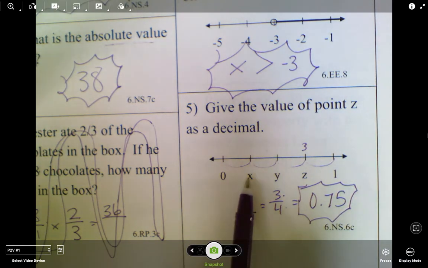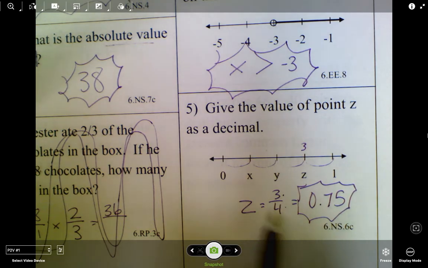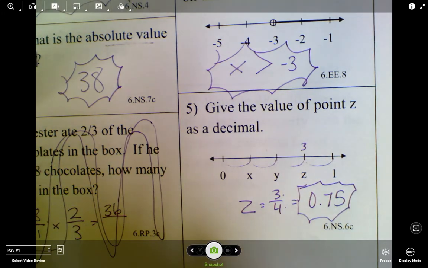Okay, so think of it as 1/4, 2/4, 3/4, 4/4. Because remember, you have to count the total sections at the bottom, and then you got to count how many sections your point is at, and then you can just divide it, or in this case, I just knew that 3/4 is 75, or 0.75.